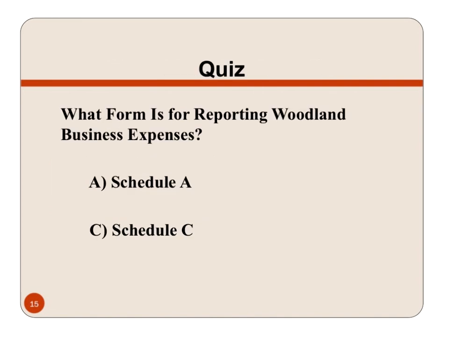Here's another quiz. What form is for reporting woodland business expenses? Do you report it on A, Schedule A, or C, Schedule C? You can type in your answer: A would mean Schedule A, and C would be Schedule C. To read this question, the key word is business. Business means Schedule C, not Schedule A. Schedule A is for people who own their woodland property as investment property. So the correct answer is C. Thank you.